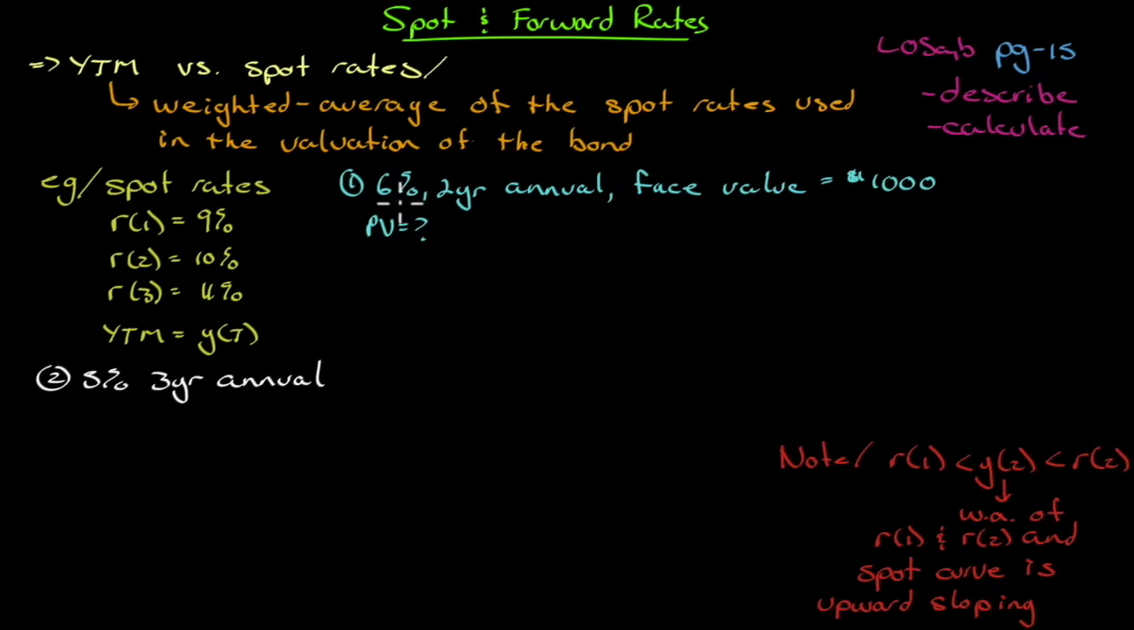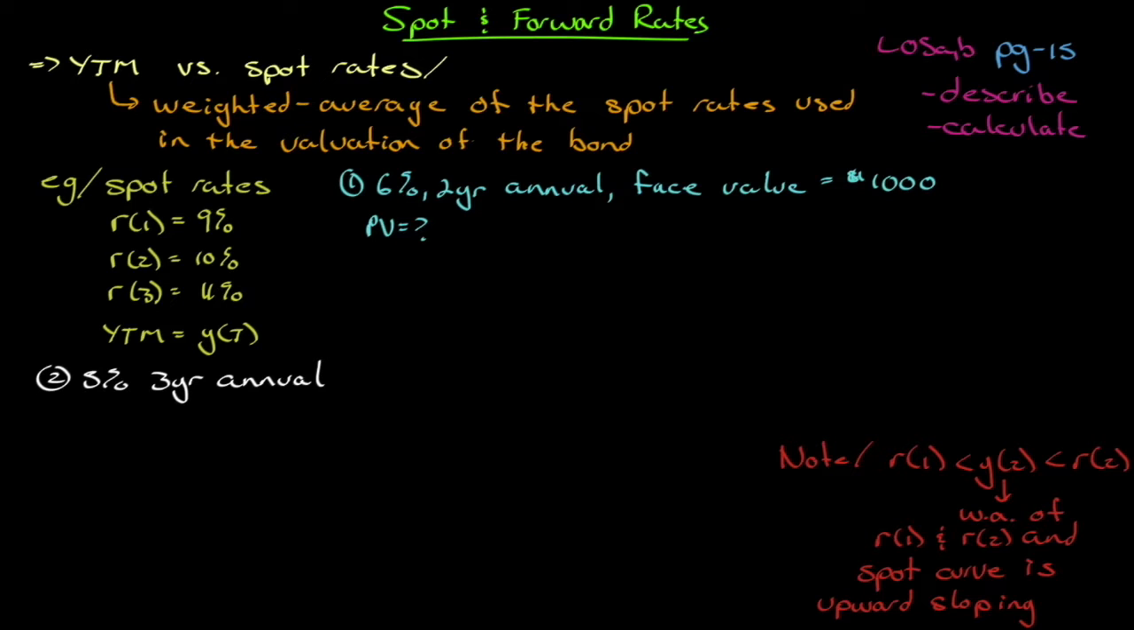Okay, let's start with a 6% coupon paying bond now. We've done zeros up to now. Now we're going to bring in some real bonds here. A 6% 2-year annual bond with a face value of 1,000, so it's got a future value of 1,000. It's a 2-year bond and pays annual payments of 60. What is the present value of this bond given these spot rates?